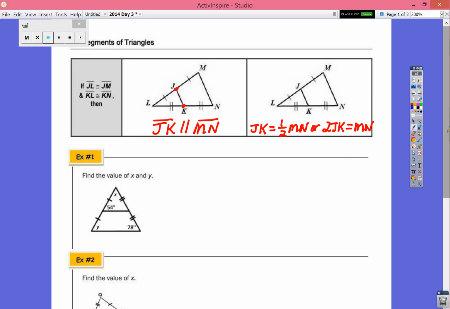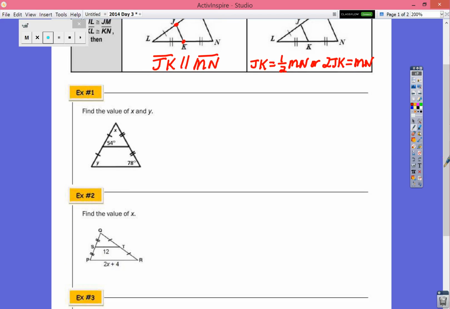So within the first picture, it asks us in example 1 to find the value of X and Y. Well, again, given that this is a midpoint of that side, this is a midpoint of that side, I have a mid-segment, which is parallel to the opposite side. Therefore, Y is equal to 54 because they are corresponding angles given two parallel lines. And then we're going to find the value of X.